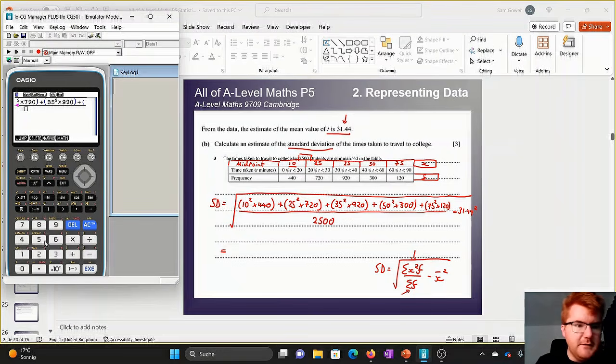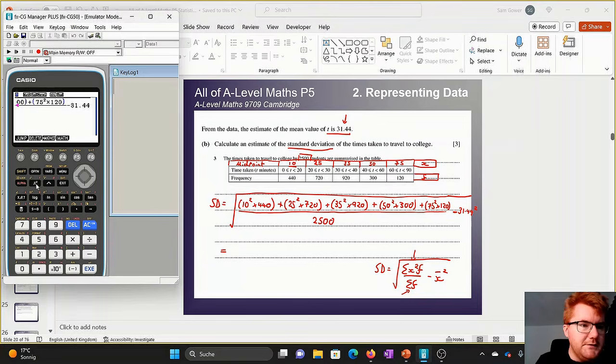So 50 squared times 300, almost there, plus 75 squared times 120. Probably in the exam you don't have that sort of confidence that you've definitely got to the right answer. 2,500 at the bottom, and then we need to minus the mean squared. Don't forget this step. Many students do.